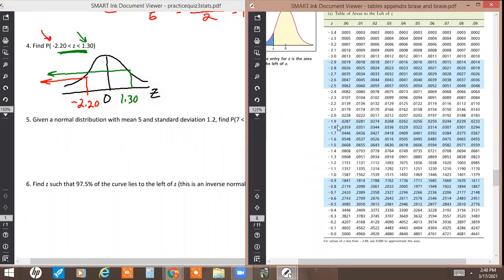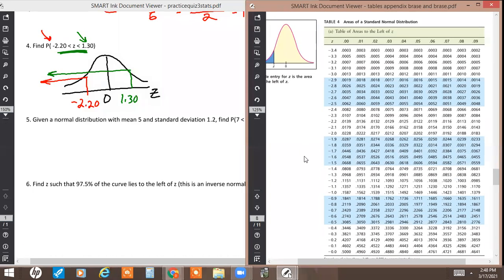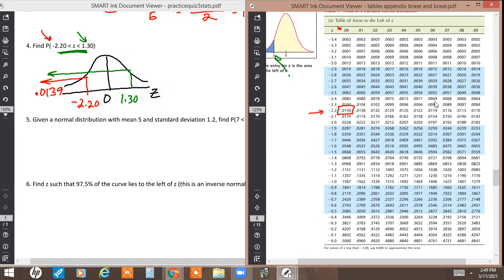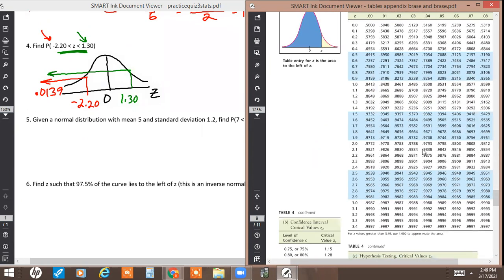So you'll notice on my z table right here, I'm already on where it's left shaded, where it's a negative z value, right? So I'm going to go down to negative 2.2, which is right here. At the top, I'm going to go to where it's 0.00, and I get 0.0139. For that 1.3, I'm going to go to the positive z table, where you have positive z values, right? To the right of 0. I'm going to go down to 1.3 and across at the top where it's 0.00, and I get 0.9032.